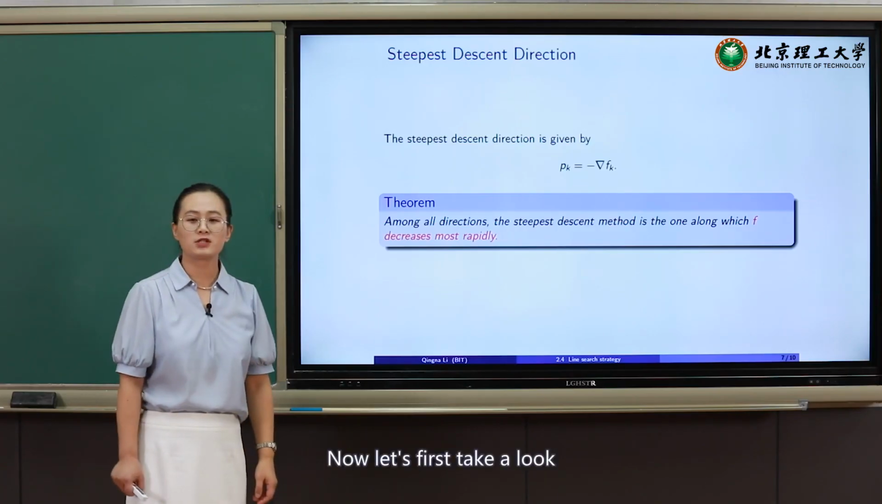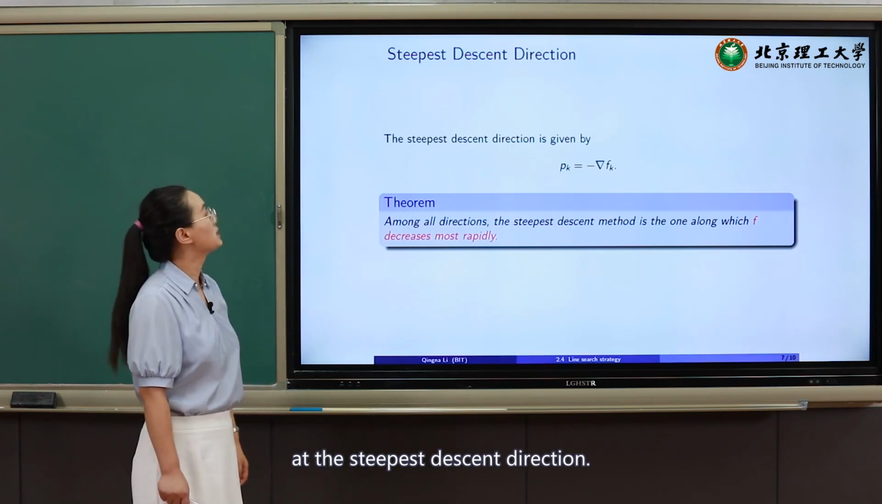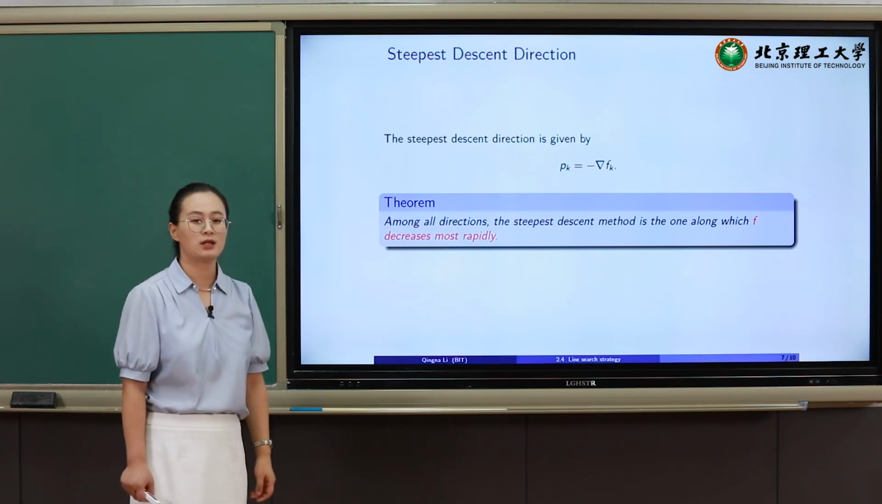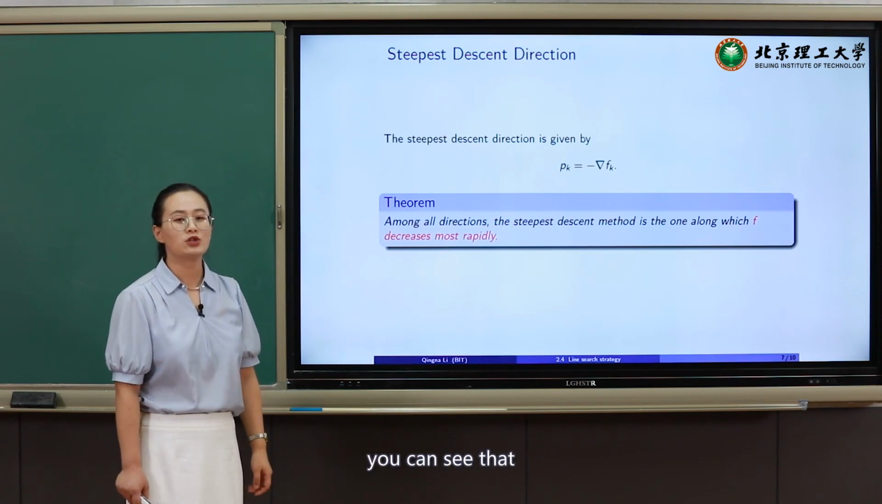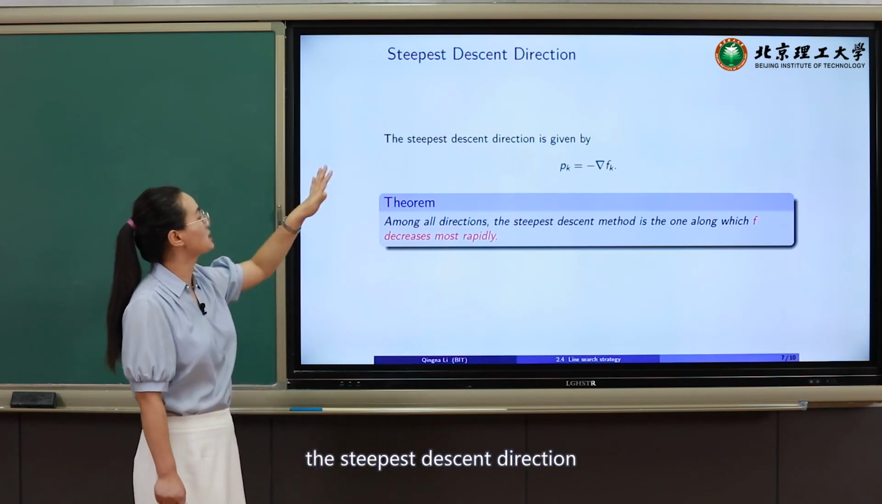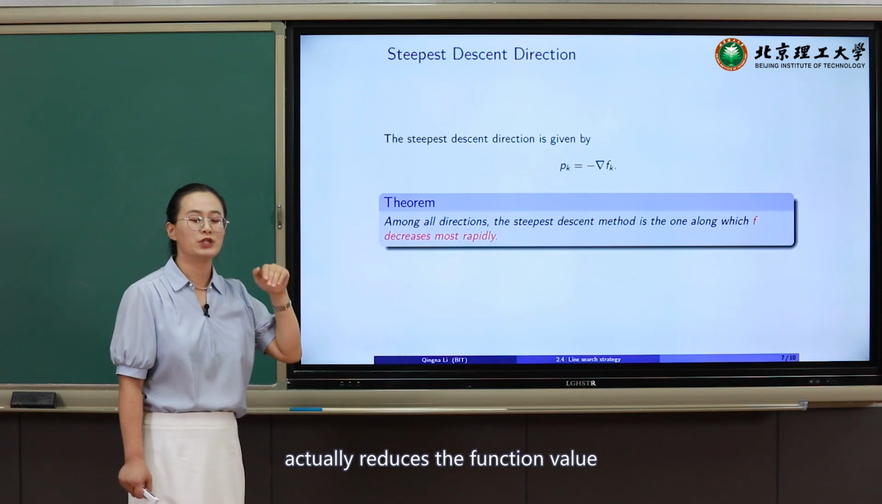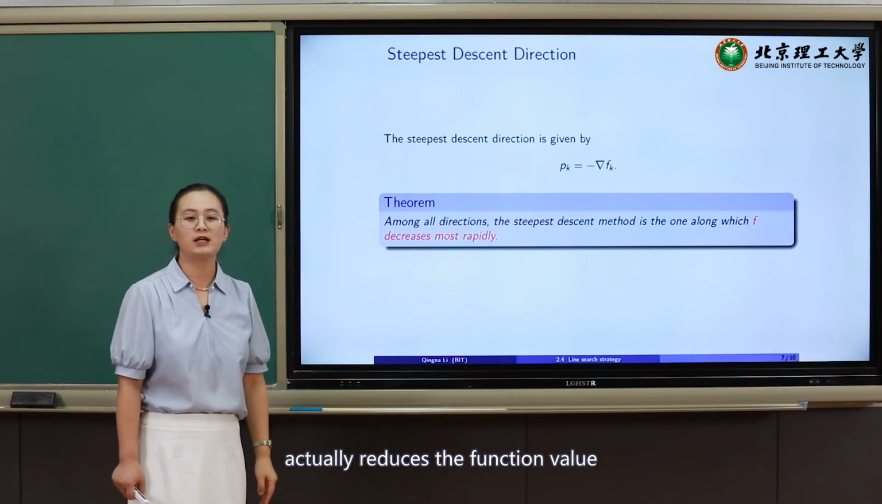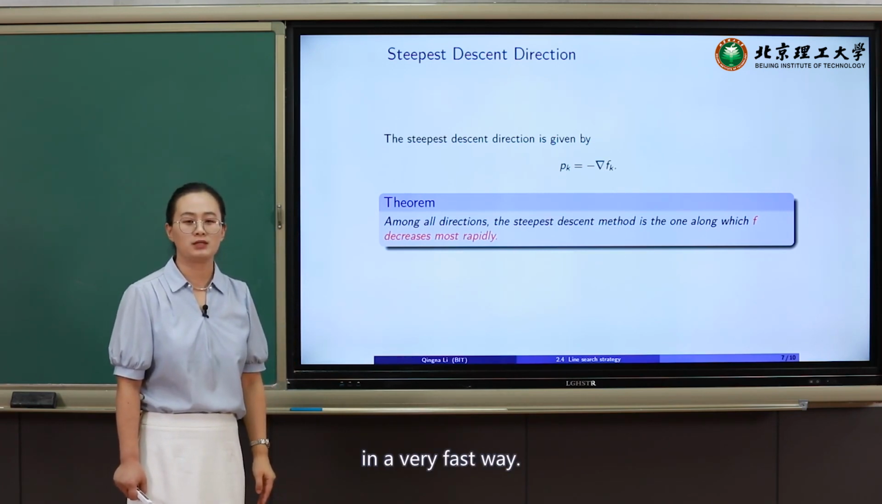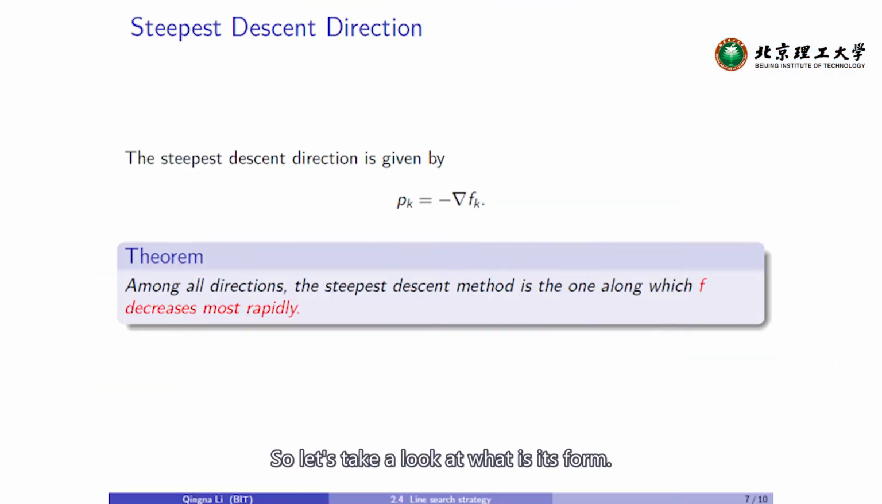Now, let's first take a look at the steepest descent direction. From the name, you can see that the steepest descent direction reduces the function value in a very fast way. Let's take a look at its form. In this case, direction pk is taken as the minus of the gradient. In other words, it is the negative direction of the gradient.